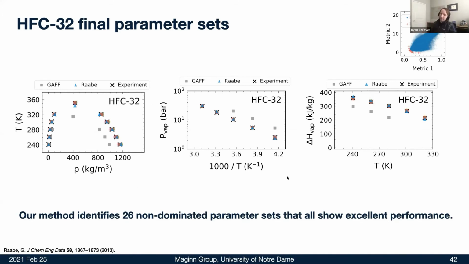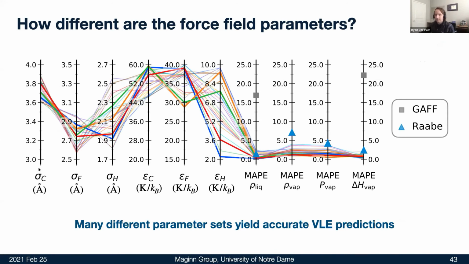So the next obvious question is to say, you're telling me you have 26 different parameter sets. Are these really different force field parameters, or are they just a very small decimal apart? And the answer is no, they're actually different. So here what I'm showing is the values of the sigma and the epsilons. And the way to read this plot is to follow one colored line. So pick one of the bold ones to make it easy.